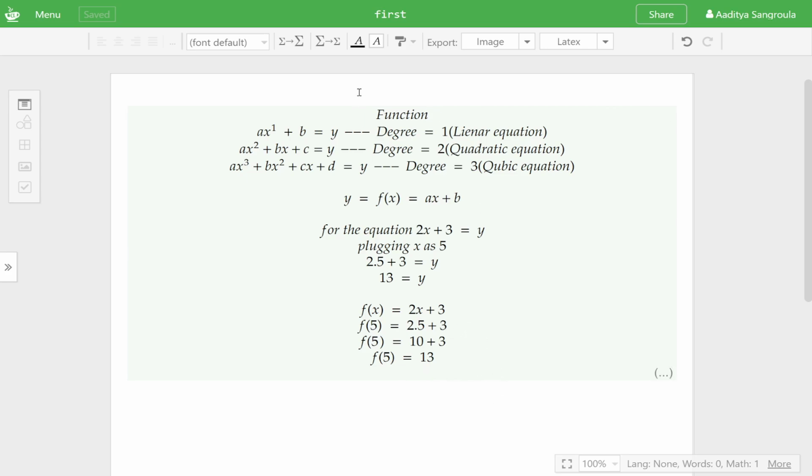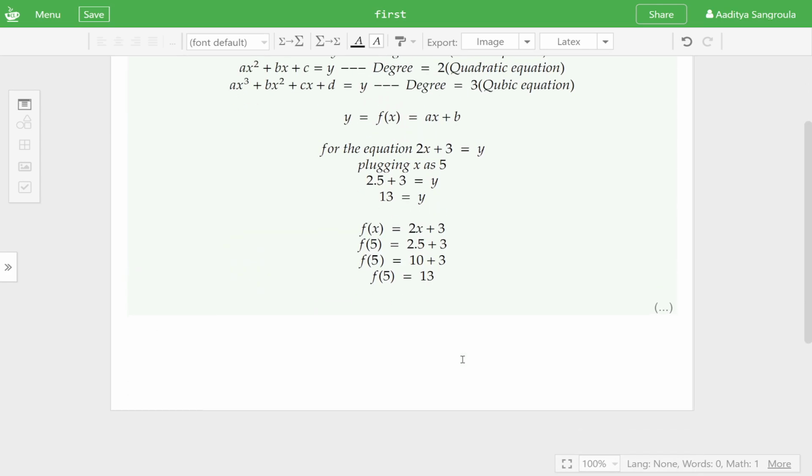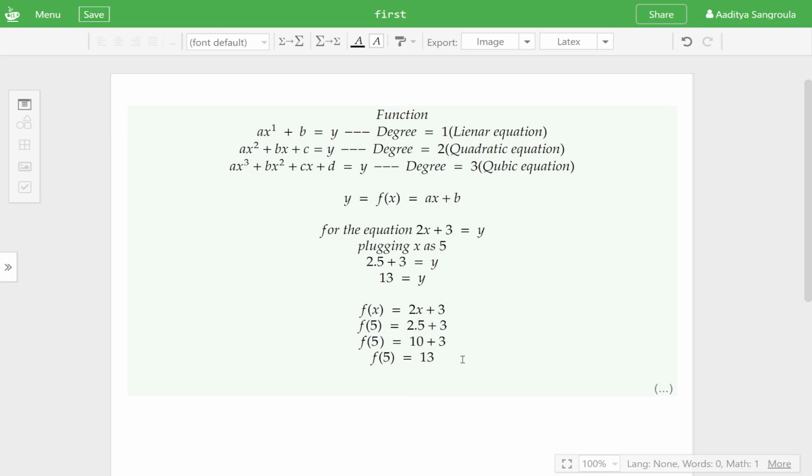Now, if we have this function, we can go ahead and look at straight lines. A straight line is given by an equation of y equals mx plus c, and this is, as you can see, a linear equation. So this is a linear straight line.